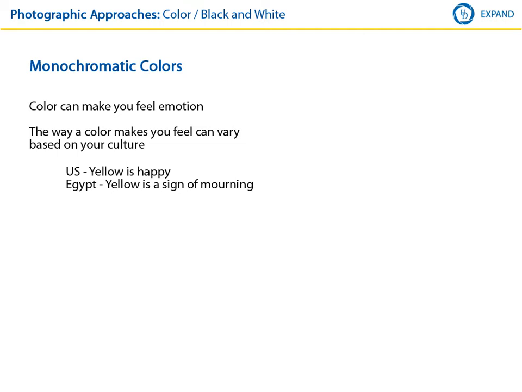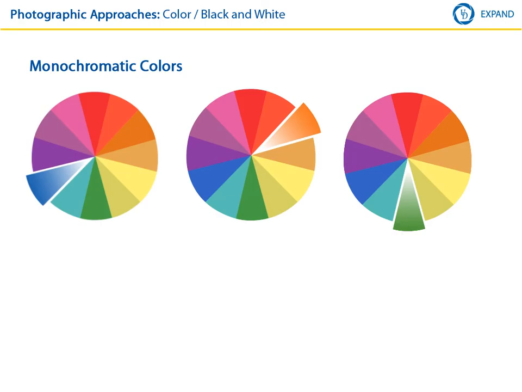A monochromatic color scheme is probably one of the easiest color schemes you'll be able to capture and can be found just about everywhere you look. Monochromatic colors found on the color wheel can be viewed in any one of these individual wedges.